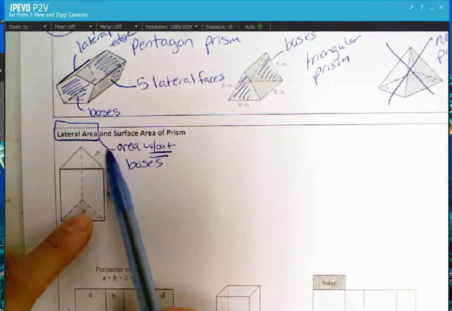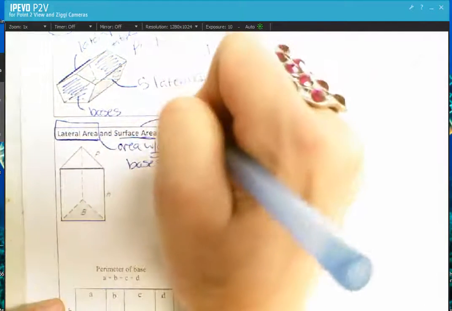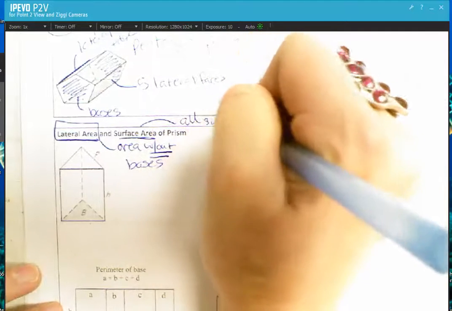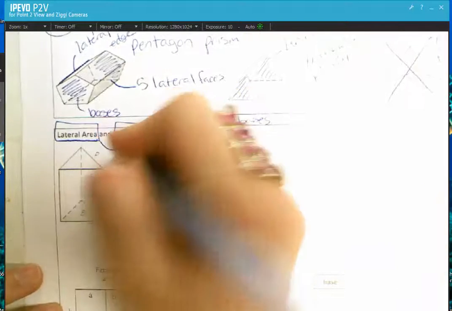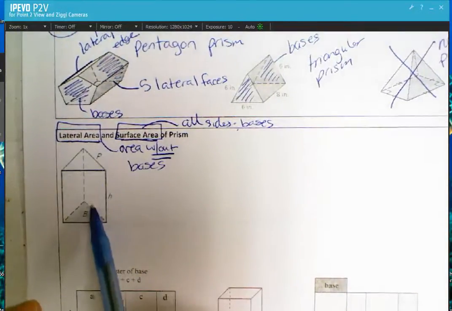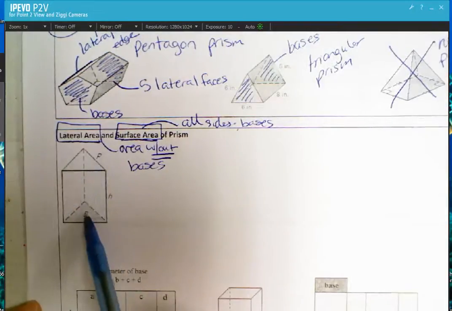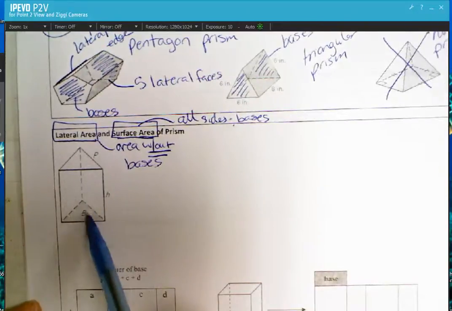That's your lateral area. The surface area is all sides and bases. So that surface area is if you are an ant that is crawling around or surfing on my figure. My ant can crawl all the way around. He can crawl on top of here. He can crawl underneath because ants can crawl upside down, and off we go. So that's the surface area. It's everything an ant can crawl on.